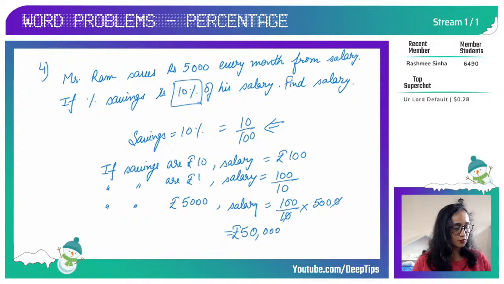Ram's salary is rupees 50,000 monthly, and out of this he saves rupees 5,000 every month. So this is how you calculate this kind of question using the unitary method, where the percentage is given, because this is the easiest way to comprehend the question, to understand what is given, what to find and how to find it.